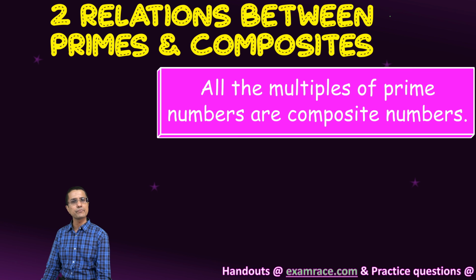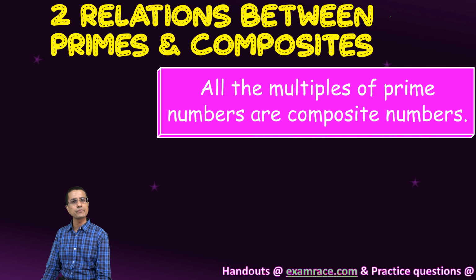Therefore, in addition to 1 and 4, it would definitely have 2 as a factor, and it would also end up being composite. So all the multiples of prime numbers, so all the numbers which appear in the table of prime numbers, would be composite numbers.